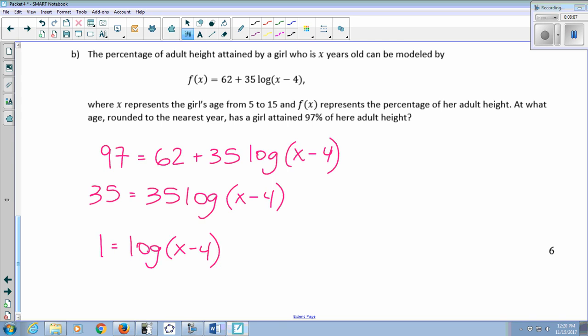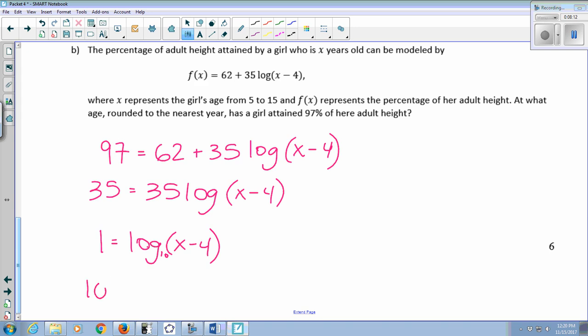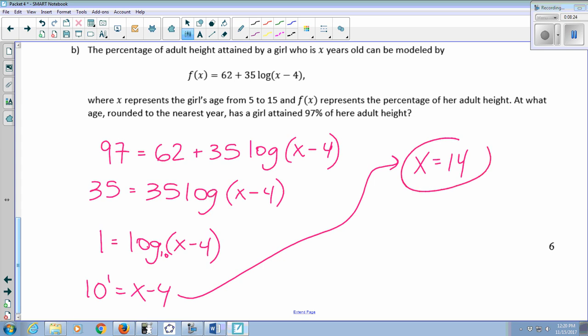And then change this to an exponential equation. There's a little 10 here. So this is 10 to the first equals x minus 4. And add 4 to both sides, so I get x is 14. So at 14 years old, a girl has attained 97% of her adult height.